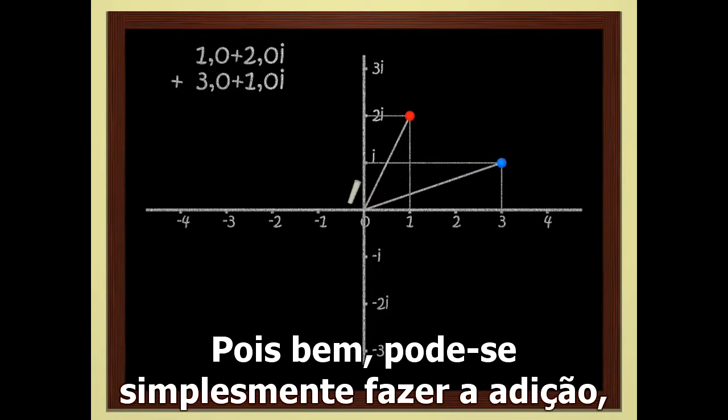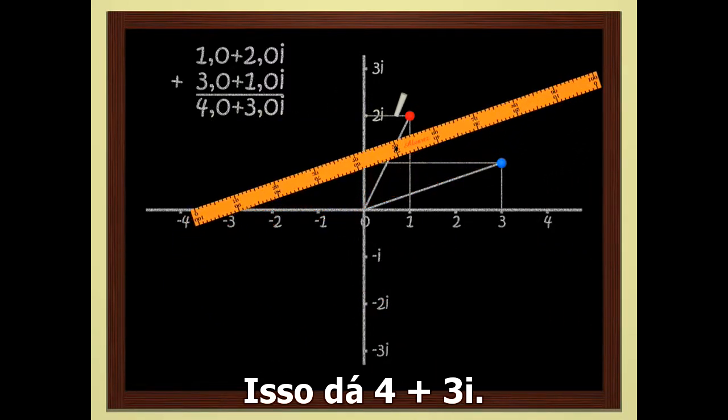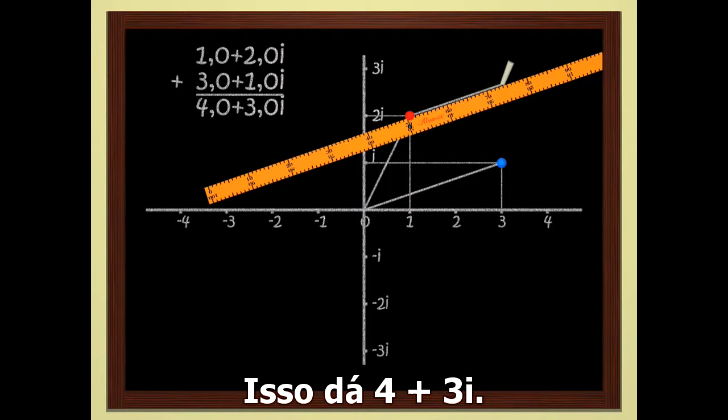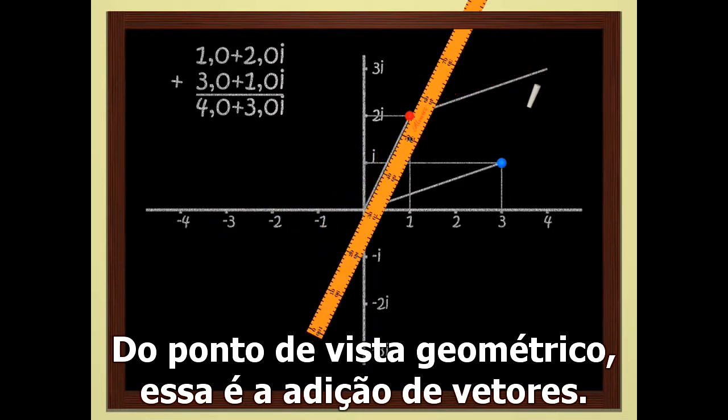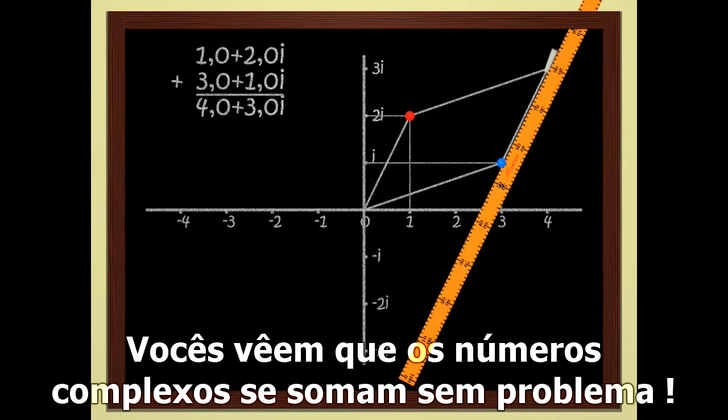Well, you add them just as schoolchildren do. That gives us 4 plus 3i. Geometrically, this is just addition of vectors. You see that it's no problem to add complex numbers.